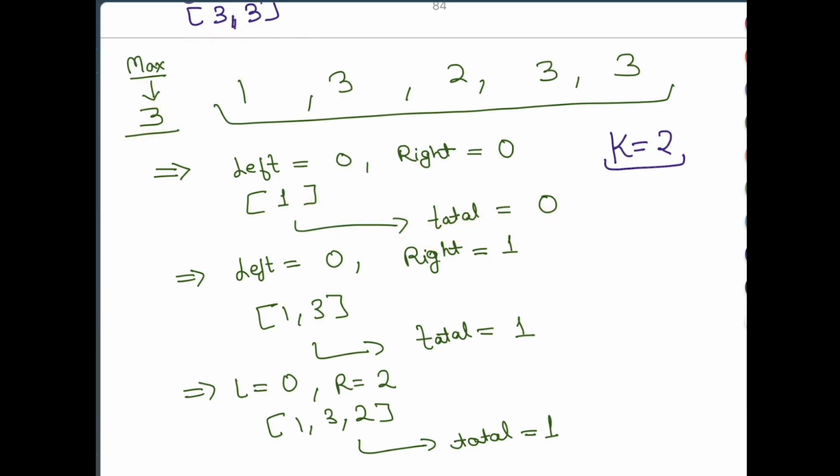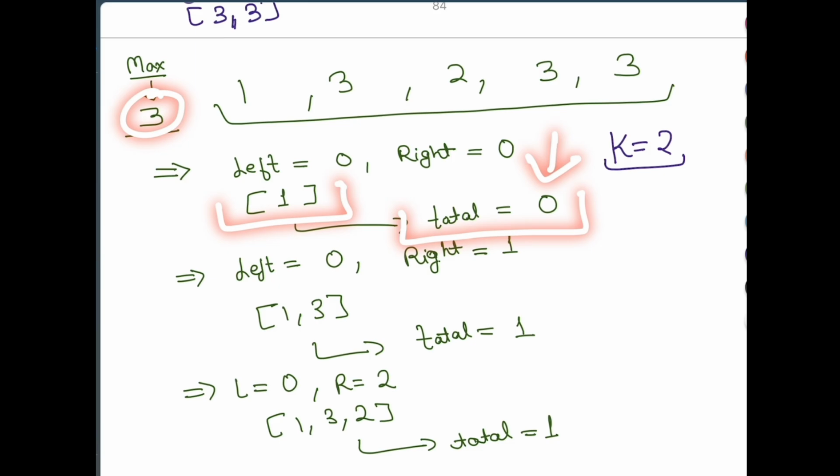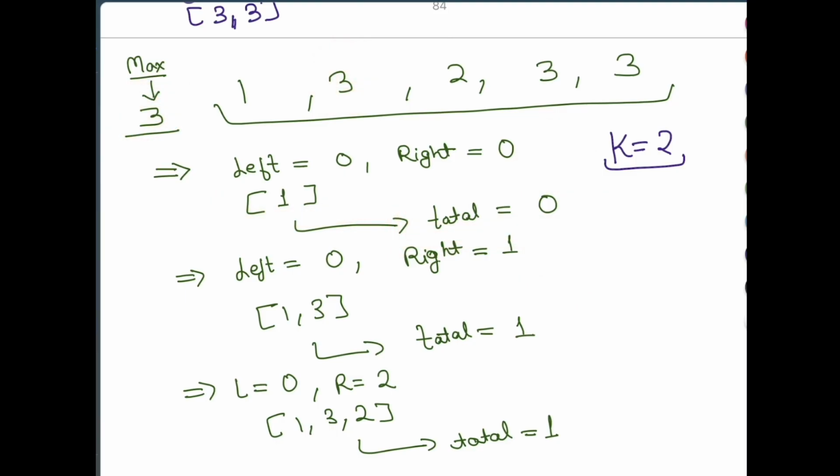So every time we are going to either add an element to our subarray or delete one element from our subarray. If we add an element, and if we add the element 3, then the total will increase by 1. And if we remove an element, and if we remove the element 3, then we are going to decrease the value of total by 1. This is what we are going to do.